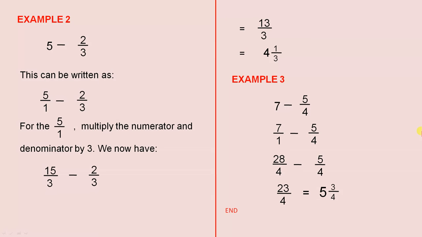So this video has shown us how to have a whole number and subtract a fraction from it. And the secret is, whenever you have the whole number, just put it over 1 to make it look like a fraction, and then make sure the two denominators are the same by doing a simple calculation like this.